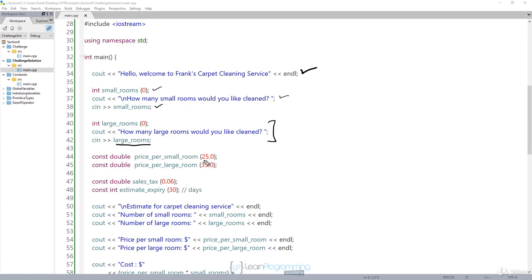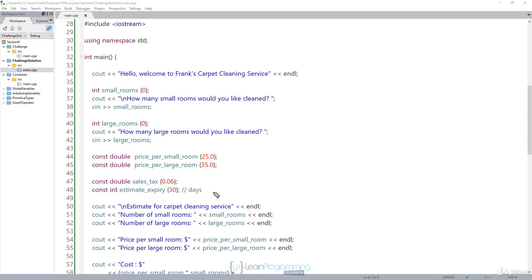And now we've got to define two declared constants, right? We're going to declare one as the price for a small room, and one as the price for a large room, 25 and 35 respectively. We've got our sales tax declared constant here, and we've got our estimate expiry constant. So far, so good. It's exactly the same as we did before. The only thing is I'm adding the large rooms.